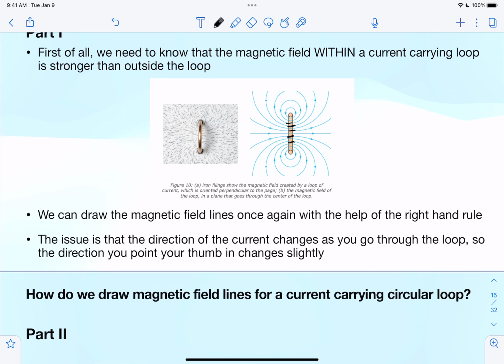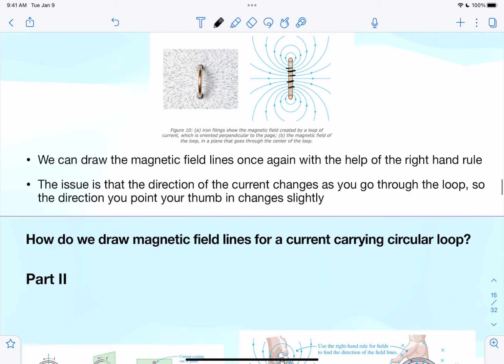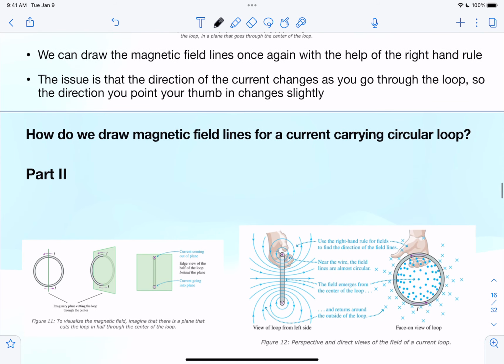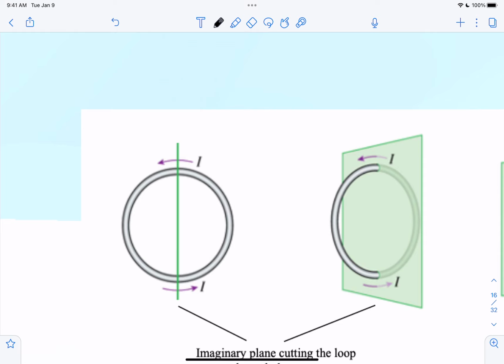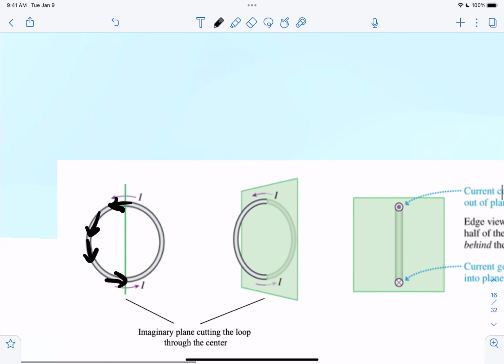But the issue is that you have the current direction varying as you go through the loop, right? So if I were to use my thumb, it's pointing to the left here, but now my thumb is pointing down and to the left here and directly downwards here, and now it's pointing to the right here, right? So the direction your thumb points in changes as you go through the circle.